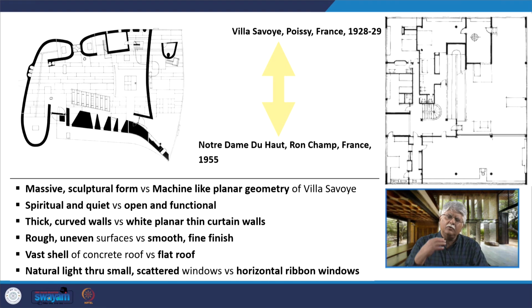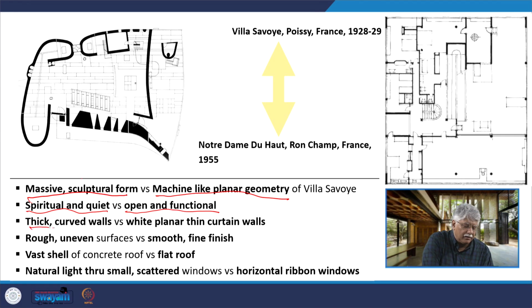Now let's come to the dramatic shift that happened in Corbusier's work by comparing his brutalist Ronchamp Chapel with the international style Villa Savoye. So the differences I have listed out. In case of Ronchamp, it's a massive and sculptural form versus the machine-like planar geometry of Villa Savoye. Ronchamp is spiritual and quiet, Villa Savoye is open and functional. You find Ronchamp more like a cave, a more enclosed space.